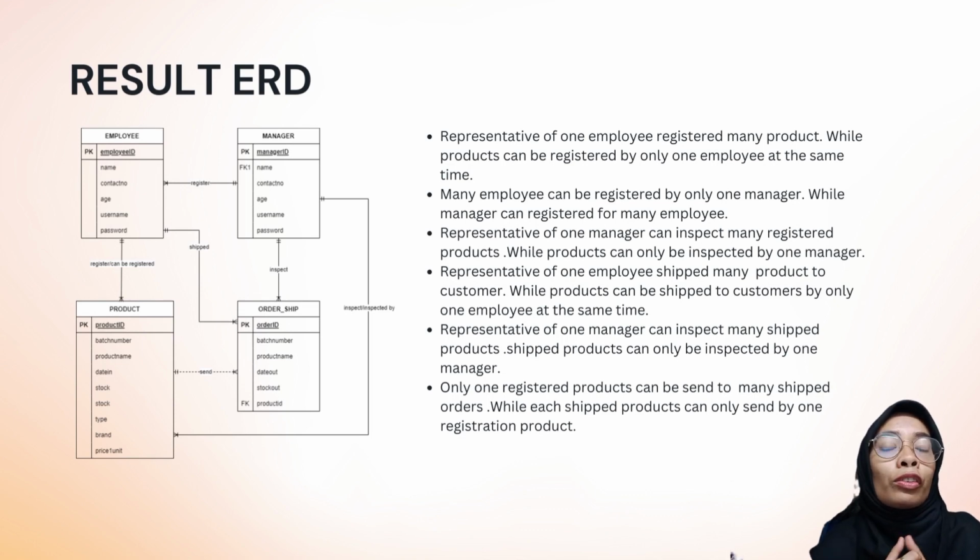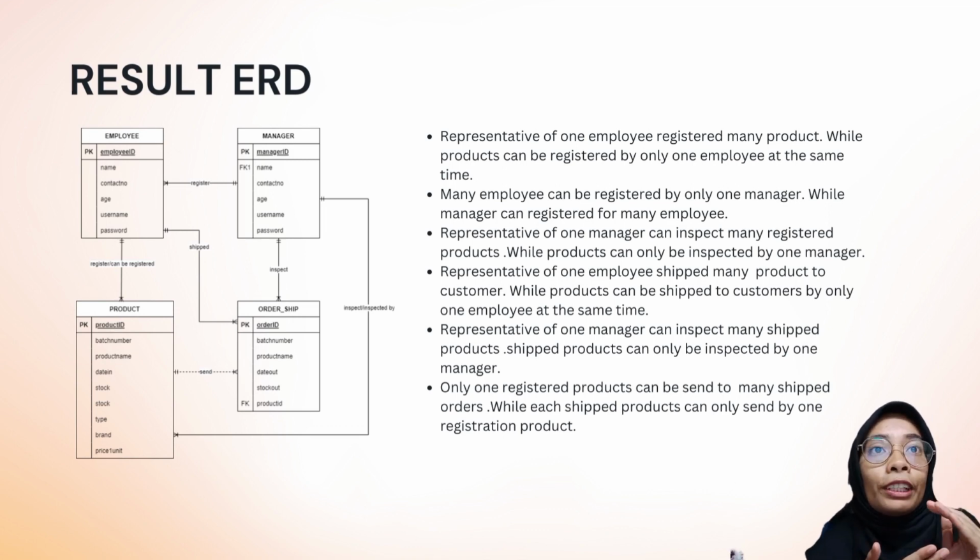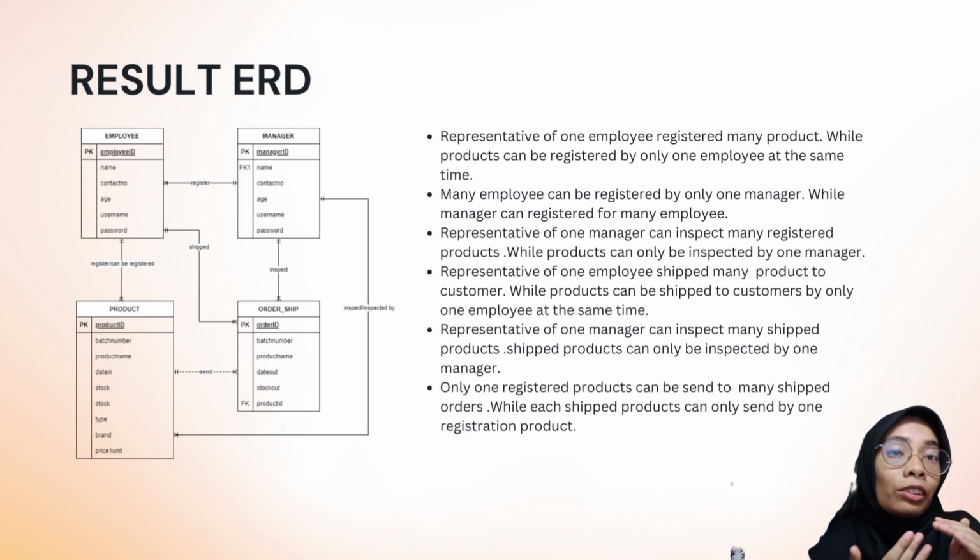This is the result of the ERD. We could see that there are 4 tables. For the employee table, one employee can register many products, while a product can be registered by only one employee at the same time. Many employees can be registered by only one manager, while a manager can register many employees. One manager can inspect many registered products, while a product can only be inspected by one manager.